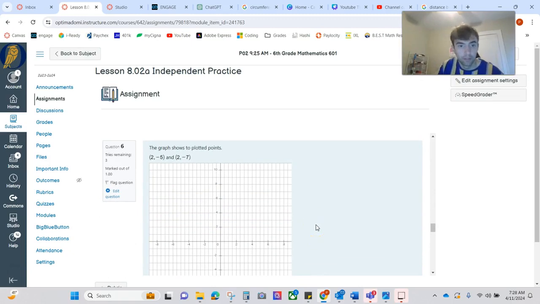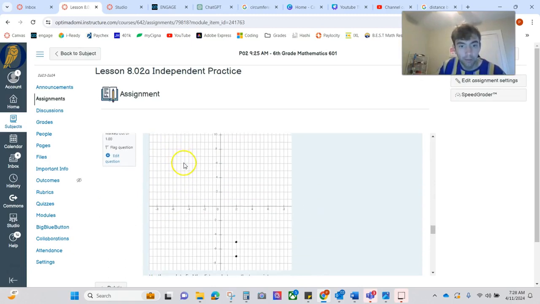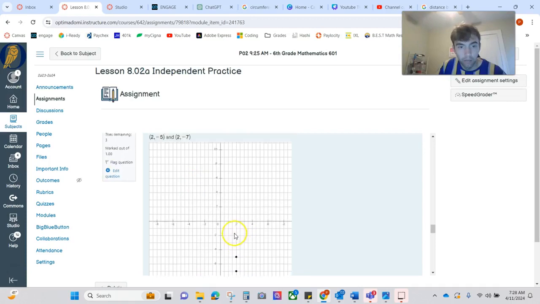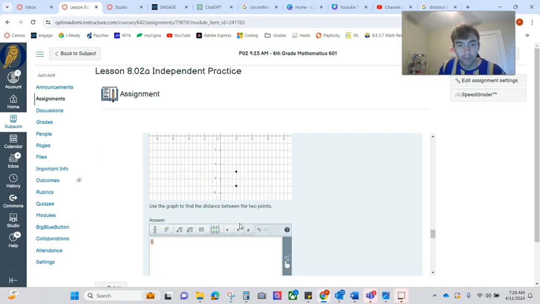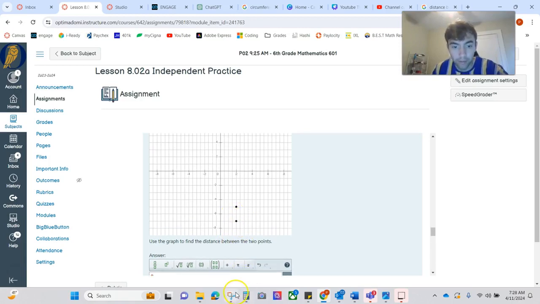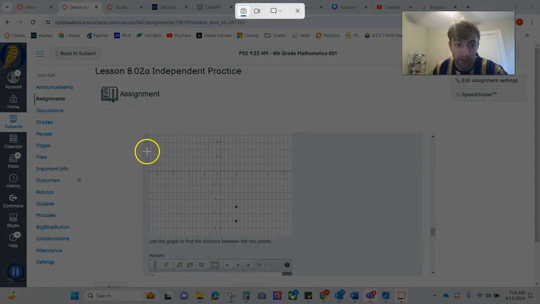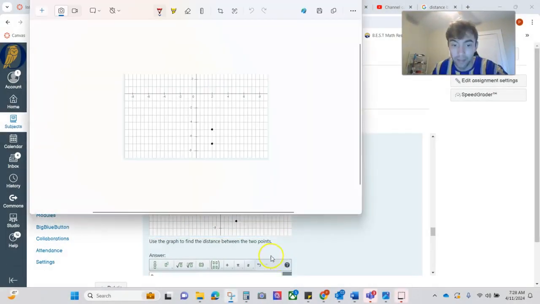The graph shows the 2 plotted points: 2, -5 and 2, -7. Use the graph to find the distance between the 2 points. Now again, distance is never negative on this homework. You don't go -5 miles to the store. You don't go out and run -2 miles, unless you run backwards maybe. So let's try using this graph and counting. Since there's no decimals in this question, I think counting would be the most efficient strategy.